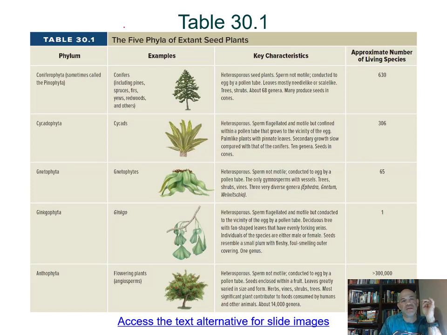Here you have phylum Coniferophyta. Sometimes it's referred to as Pinophyta, like the pine trees. And they include pines, spruces, firs, yews, redwoods, which are some of the biggest trees ever.